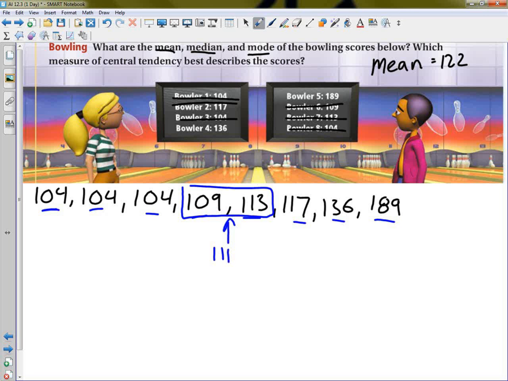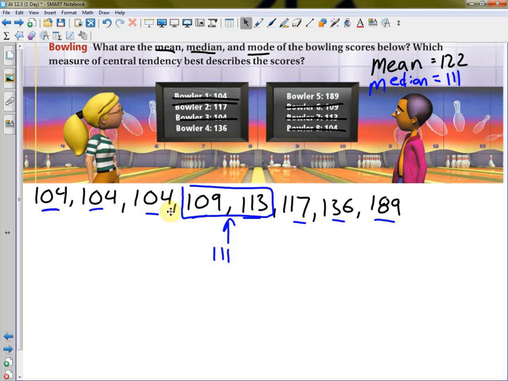This will always happen when we have an even number of scores or numbers to find the median with. If we had an odd amount, it would only be 1 number. Since we have an even amount, it's going to be in between 2 numbers. So that is my median. Median is 111. All right.